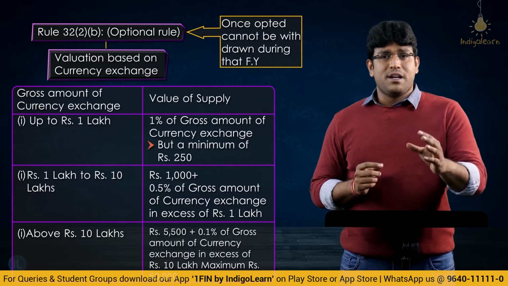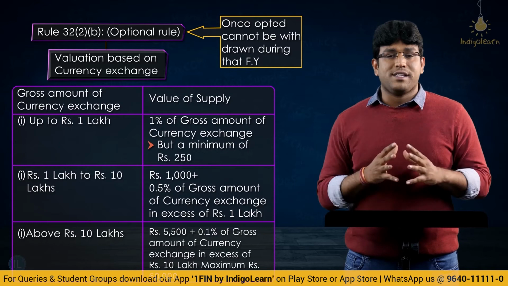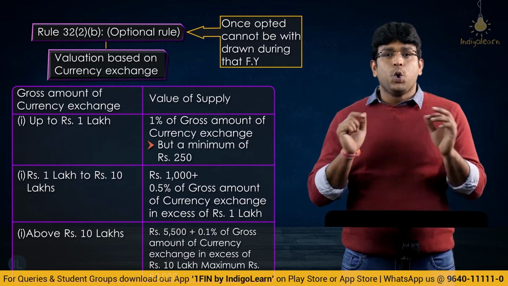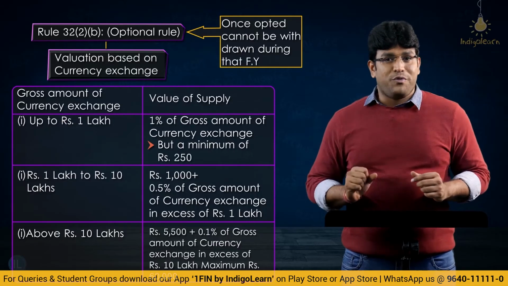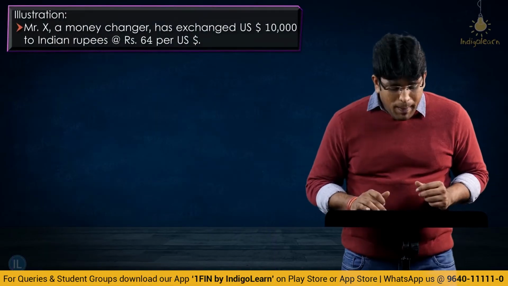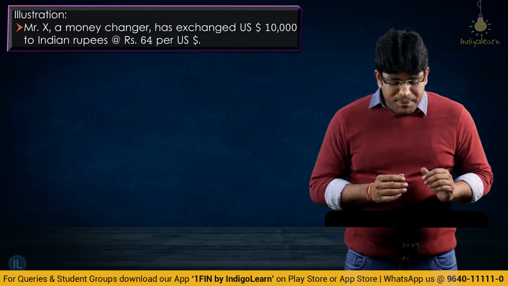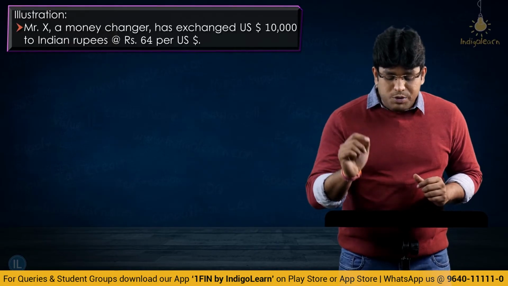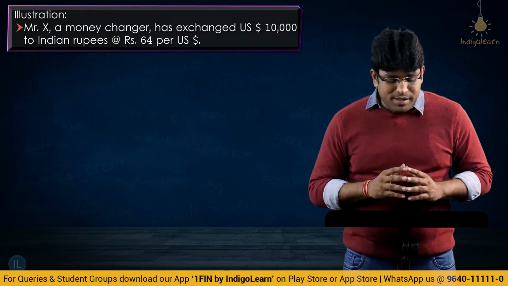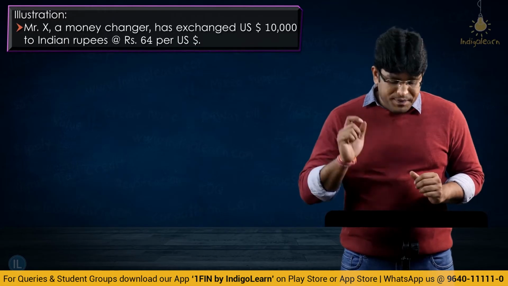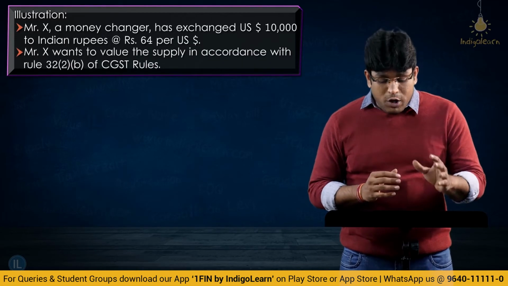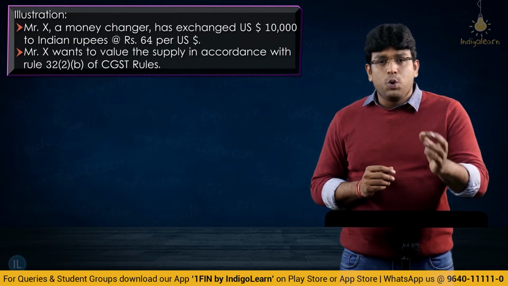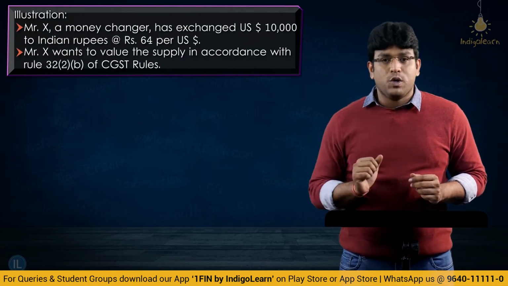Done. So friends, now let's look at a couple of interesting questions with respect to Rule 32(2) so that we get good clarity of thought on what we discussed so far. Look at this question. Mr. X, a money changer, has exchanged 10,000 US dollars to Indian rupees at 64 per dollar. Then, Mr. X wants to value the supply in accordance with Rule 32(2)(b) of the CGST rules.